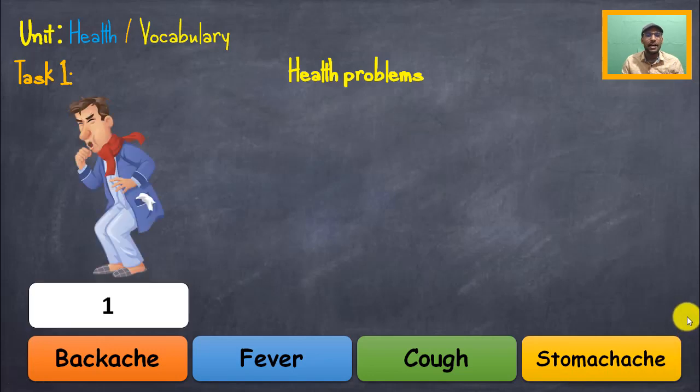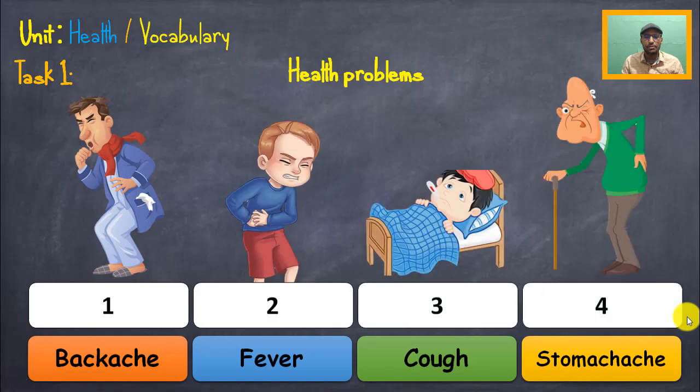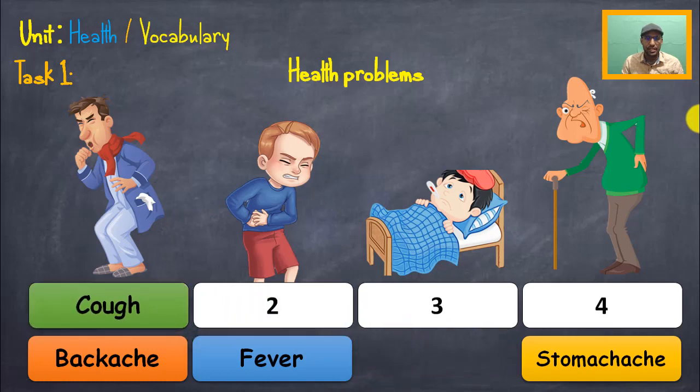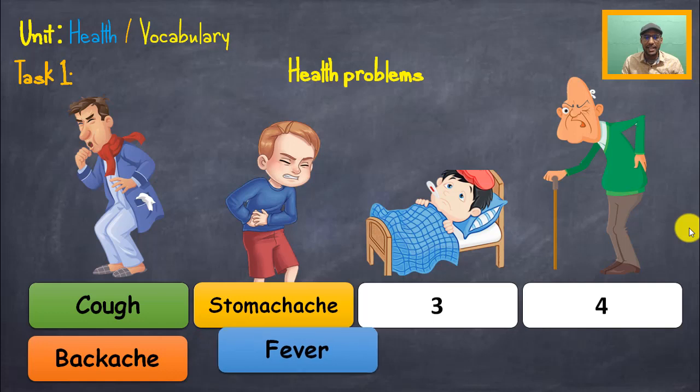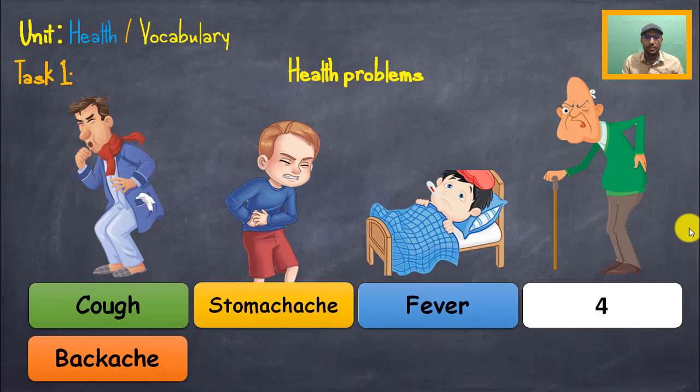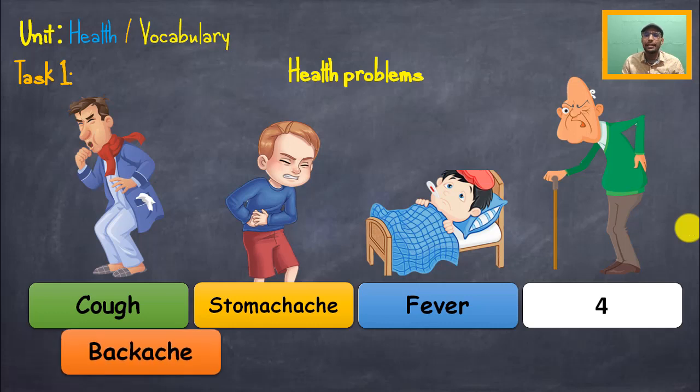All right, very good. Okay, now we have picture one, two, three, and number four. Let's start with the picture number one. What do you think is the name of this common illness? Very good. Great. This man is suffering from a cough. Number two. Is it a backache, fever, or stomach ache? Very good. Great. This has to do with stomach ache. Three. Is it backache or fever? Great, very good. Right, this has to do with fever. And number four is, of course, backache.